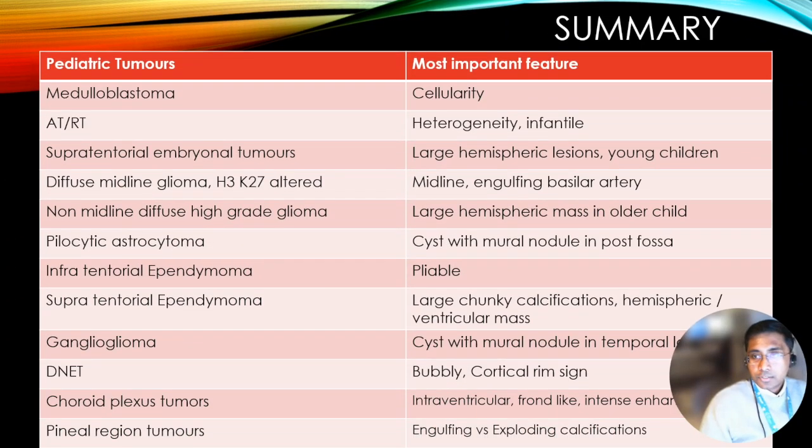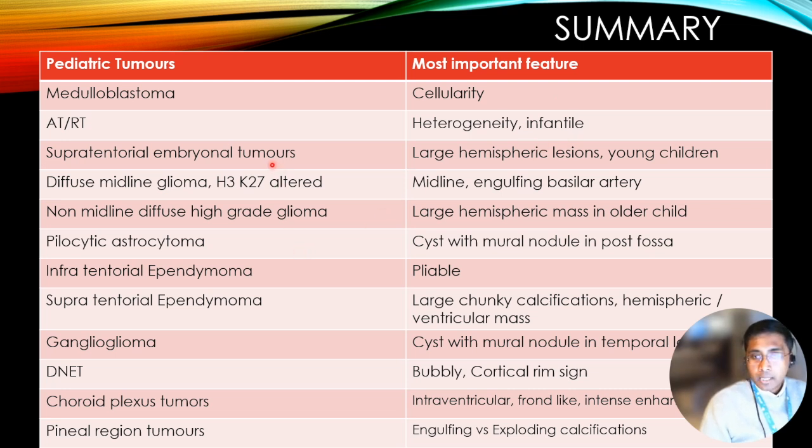Right. Just to summarize what we have learned in today's class about pediatric brain tumors, we started off with medulloblastoma, which shows a high degree of cellularity. So it's very important that we look for diffusion restriction in those tumors. ATRT, as I told you before, is very heterogeneous and it tends to be lateral. And for any child less than 1 year of age in the infantile population, ATRT would be the first diagnosis.